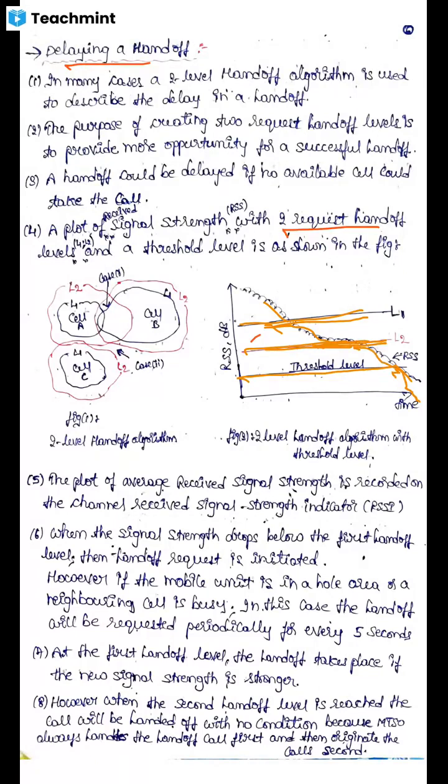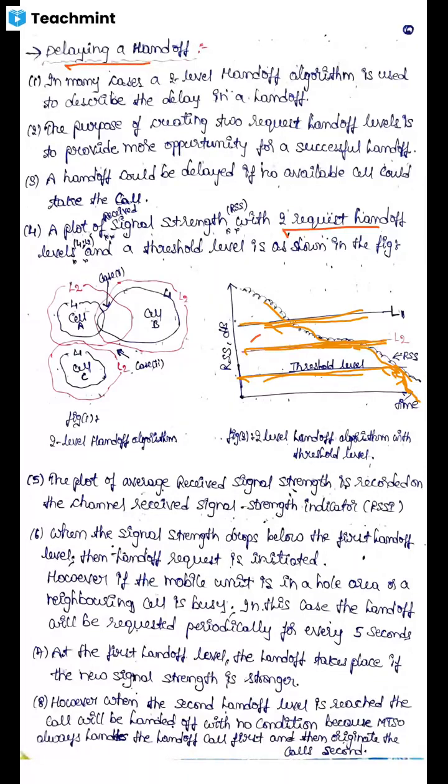After dropping to the threshold level, if channels are available, then the handoff can be made successful. If at this threshold level also there are no availability of channels, then the signal gradually drops off and the call is disconnected here. This is about delaying a handoff.